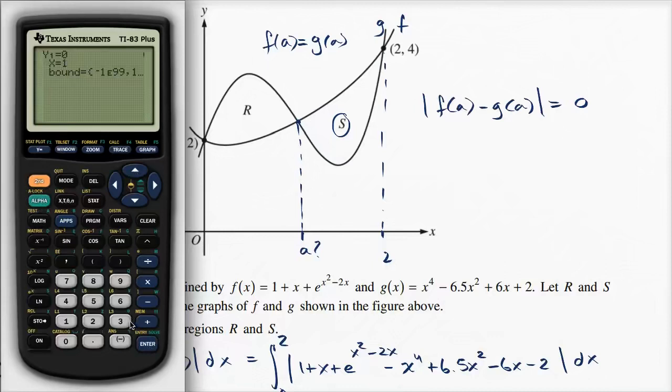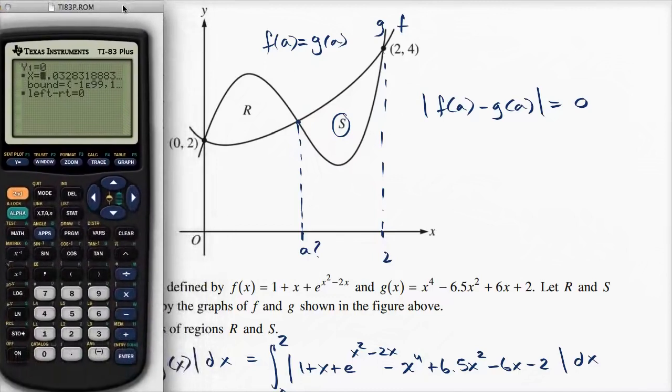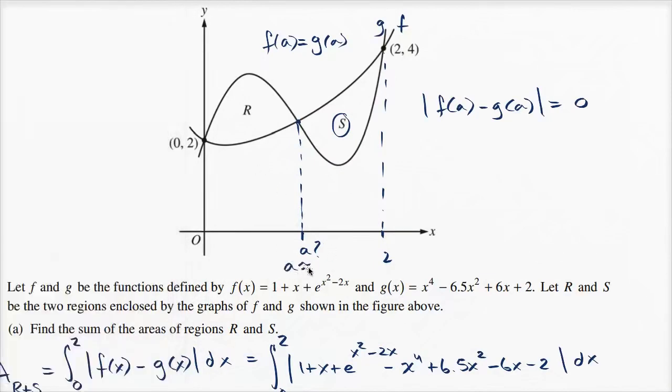Alpha solve. Let's let it munch on it a little bit. It's going. And there you go. It got to 1.03, which is the one we want. It didn't go to x equals 0 or x equals 2. It went to 1.03. So a is approximately equal to 1.03.